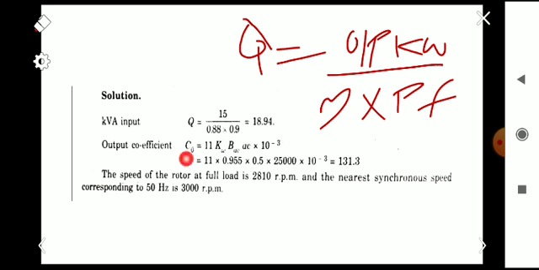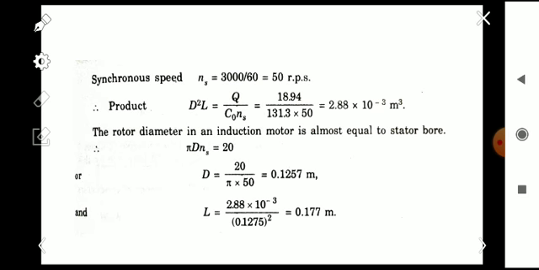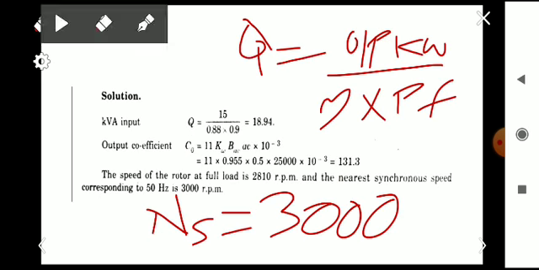After that we are finding C0. So 11 kW BAV AC into 10 raised to minus 3. Here kW is assumed as 0.955, BAV is 0.5 and AC is 25,000, and we will get C0 as 131.3. We know that the speed of the rotor at full load is 2810 rpm, and the nearest synchronous speed corresponding to 50 Hz is 3000 rpm. So we have to take the capital NS as 3000. So the small ns will be 3000 by 60, that is 50 rps.